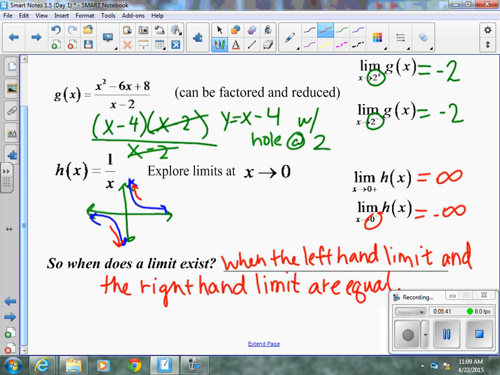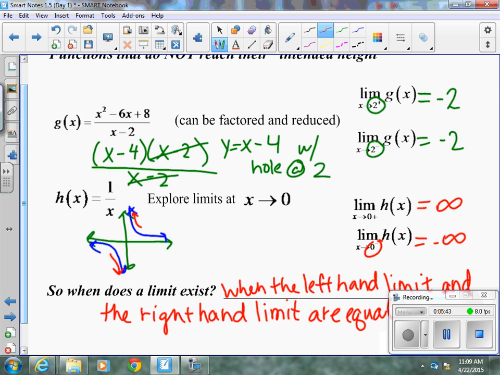So let's talk about these two that we already did. You notice up here, when we approach 2 from the right and 2 from the left, we got -2 for both. So that tells us the limit as x approaches 2, regardless of the direction, of g of x is going to be -2. And we know that because from the left it was -2 and from the right it was -2, and those are equal.